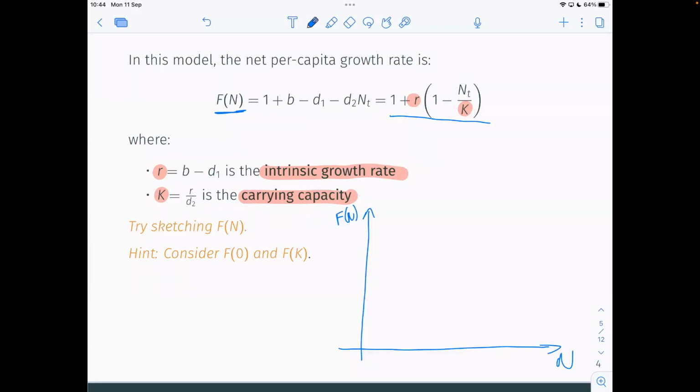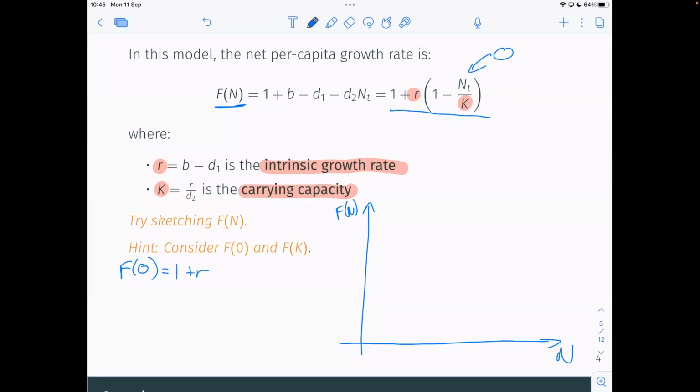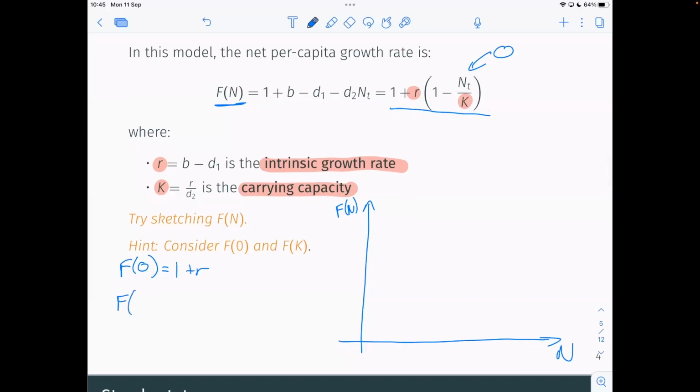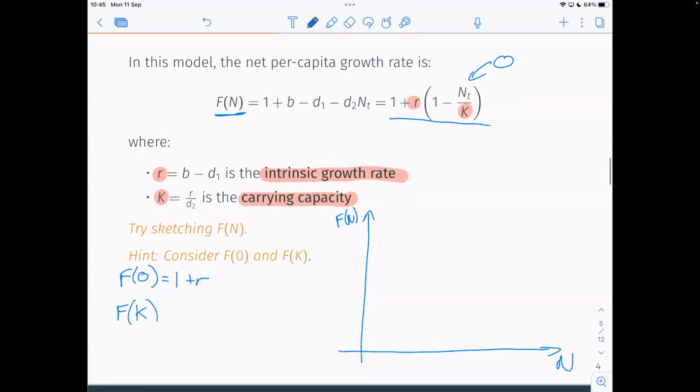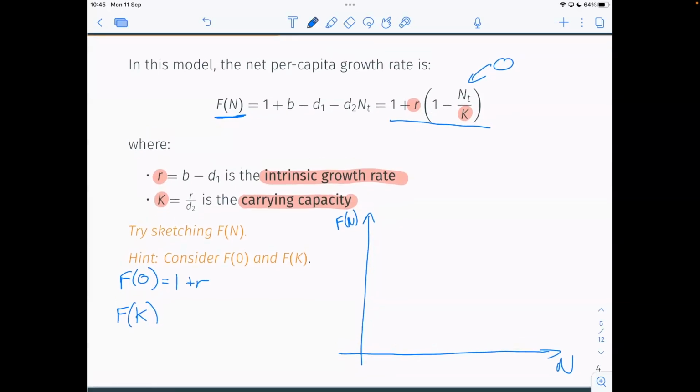So first of all, can anyone tell me what f of 0 is going to be? If we substitute 0 in here, 1 plus r, yeah. So this just goes to 1, and we have 1 plus r. How about f of k? I realize I might have been slightly misleading when I said... Yeah, so if n now is k, then we're going to have 1 minus 1, so it's going to be 0. We could lose the r, and we just end up with 1.